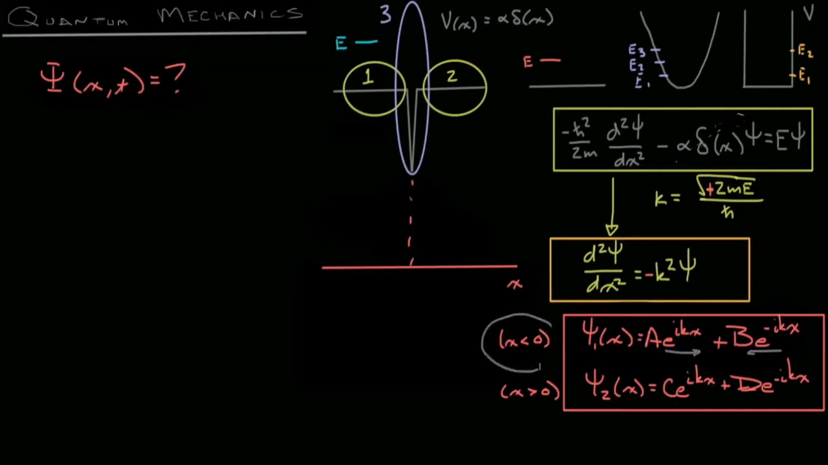e to the negative ikx is going to indicate a wave moving to the left. This is for x less than 0, so in region 1. And then in region 2, you're going to have the same type of thing where c e to the ikx and d e to the negative ikx, accounting for waves moving in different directions in both zone 1 and 2. Well, what would this mean? Let's pretend for a moment that we start off with a traveling wave coming in this direction. This would be x less than 0, and it's traveling to the right. So that's A e to the ikx.